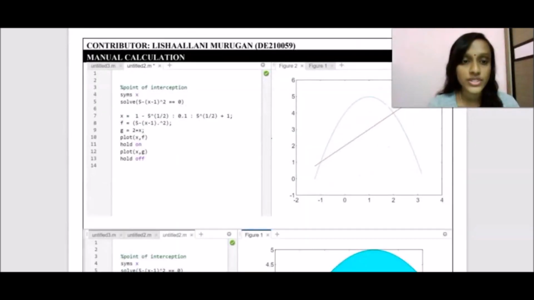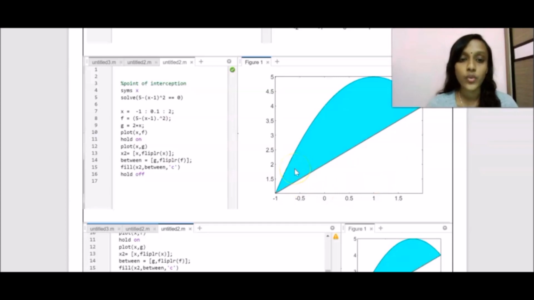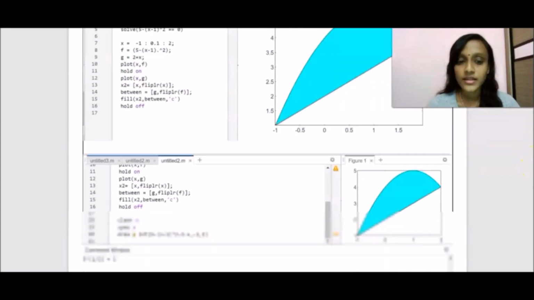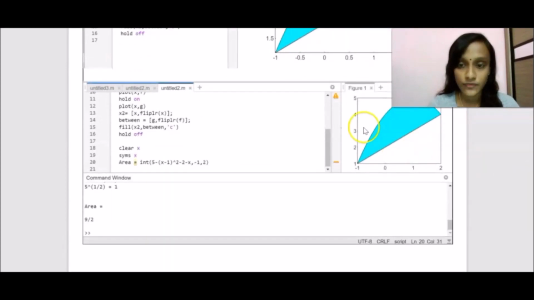So from the simulation in MATLAB, first I obtain the graph and I shade the region where I want to find the area, and finally I find the area of the region and I got the same answer as my manual calculation, which is 9 over 2.